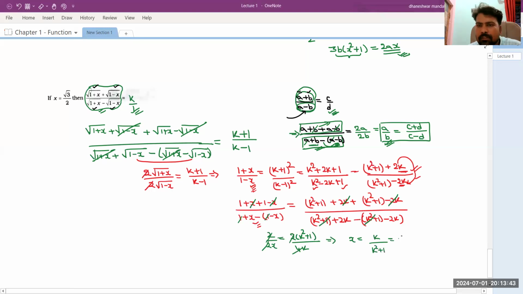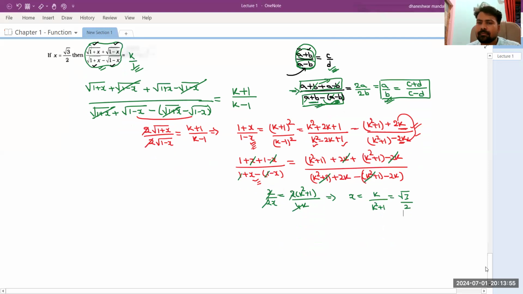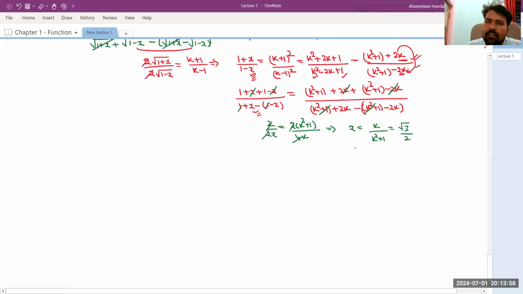And what is the value of x? X is nothing but root 3 by 2. Okay. Can I find the value of k from here? Just multiply. Here we get 2k and here we get root 3 times of k square plus 1. Then just square both terms. Here I get 4k square and 3 times of k square plus 1 whole square is there.